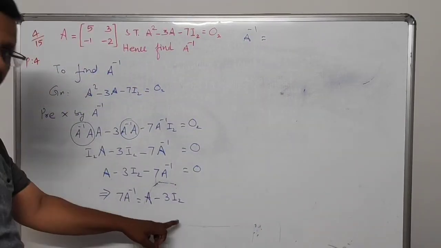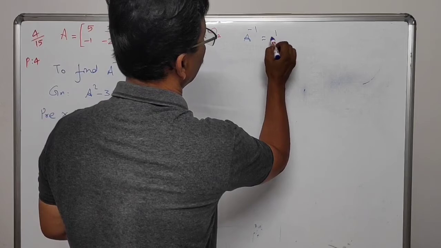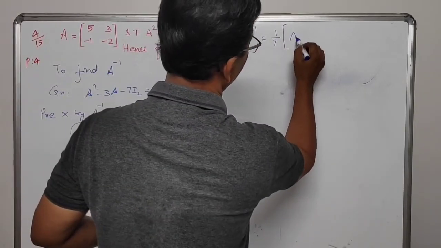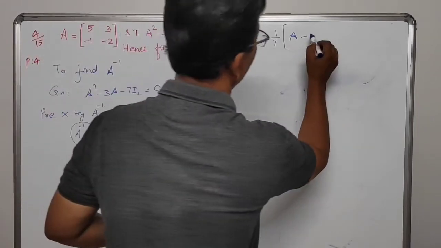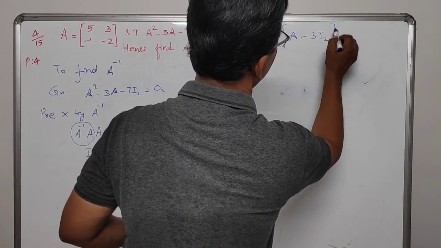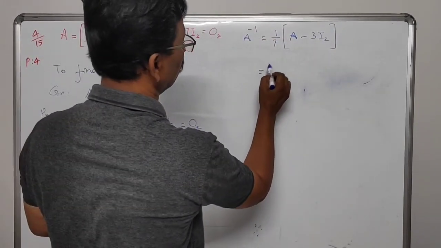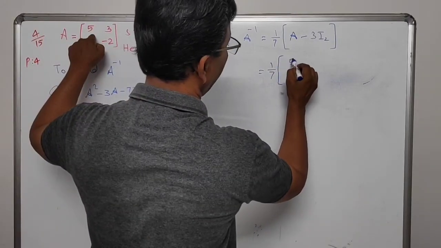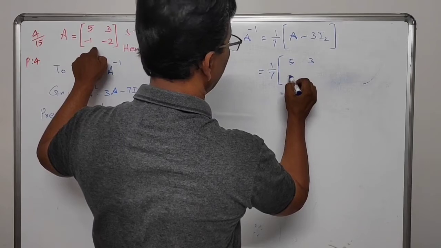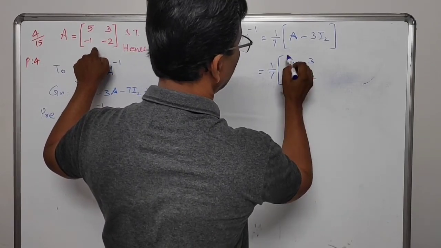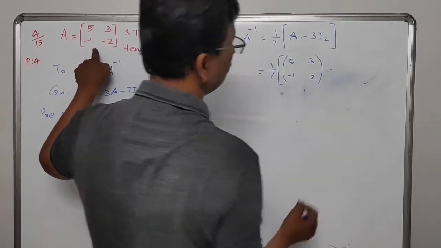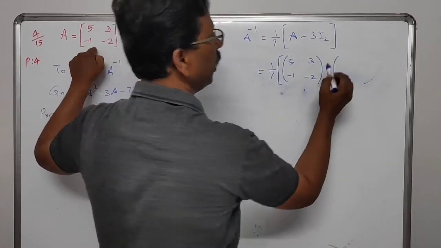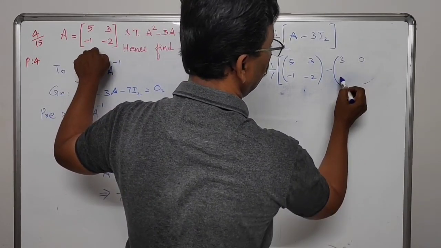then it goes to the denominator, which is equal to 1 by 7 into capital A minus 3I2. Now which is equal to 1 by 7 into the matrix A, which is 5, 3, minus 1, minus 2. This is the A matrix. Minus 3 times I2 means 3 into 1, 0, 0, 1. It gives 3, 0, 0, 3.